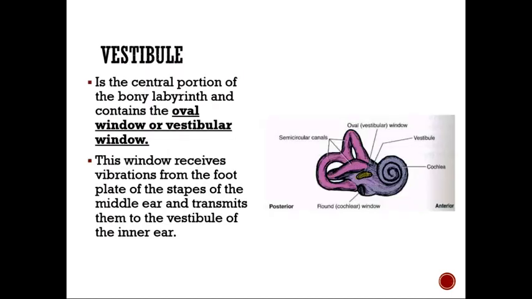The vestibule is the central portion of the bony labyrinth and contains the oval window, or the vestibular window. This window receives vibrations from the footplate of the stapes of the middle ear and transmits them to the vestibule of the inner ear.